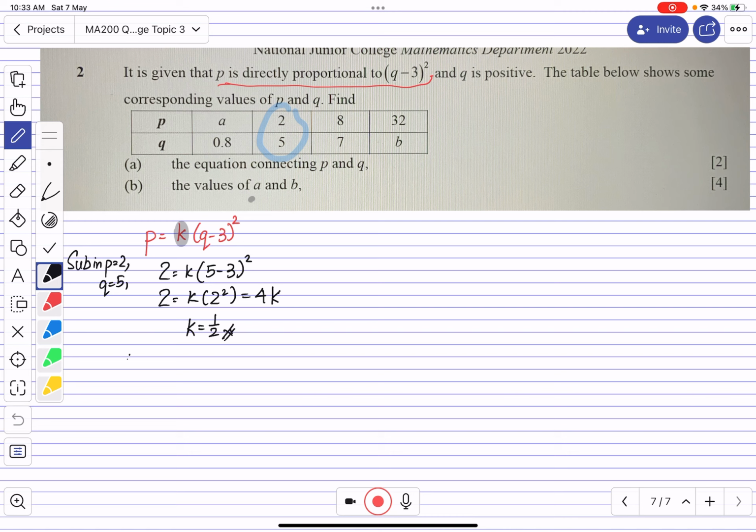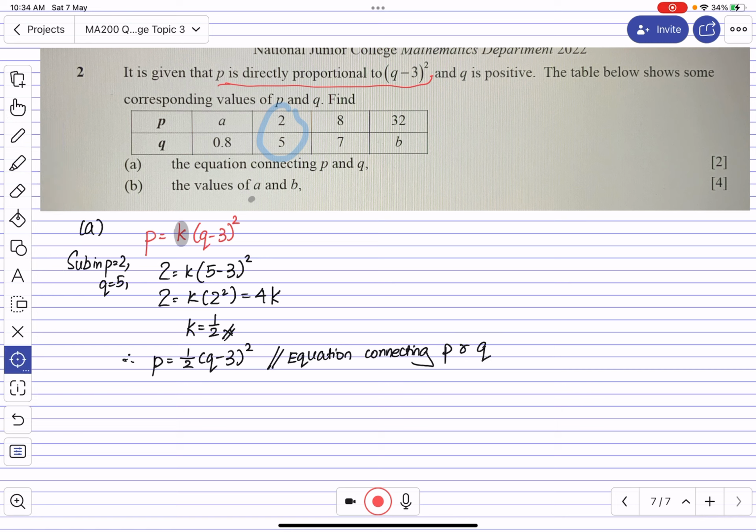So as of now, we can formulate that our equation is P equals half of (Q minus 3) squared. So this is the equation connecting P and Q, and that is our part A.